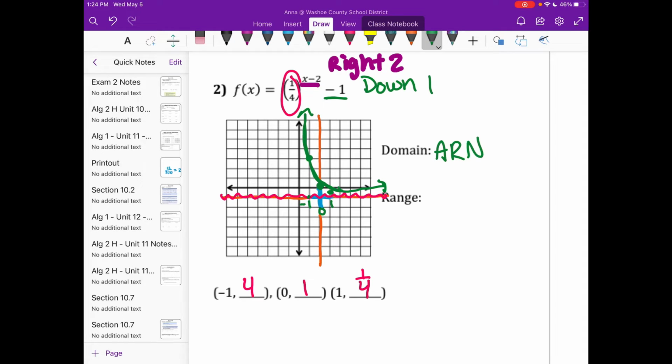Domain is my easy point. That is all real numbers, and the range still matches the K. So Y is greater than -1.